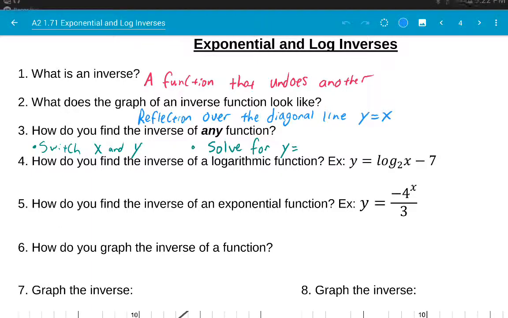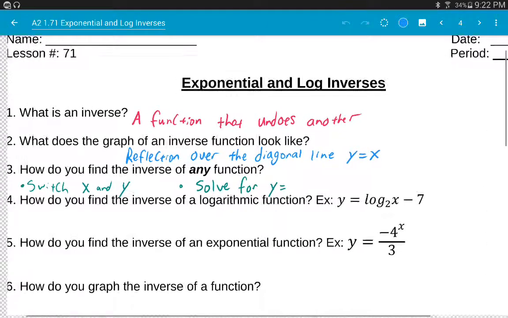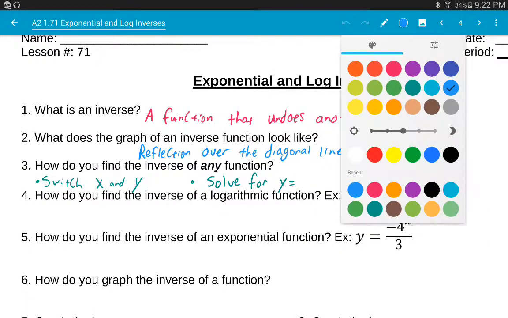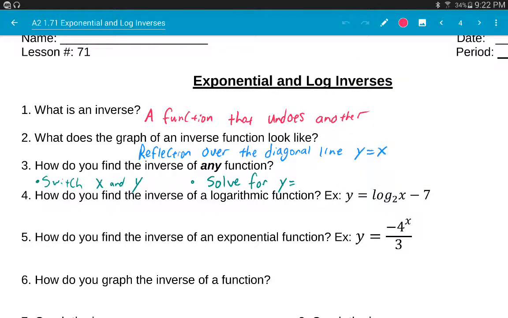Okay, here's a video on lesson 71, exponential and logarithmic inverses. Let's cover the notes first, and then I'll give two examples, and then you should be good to go.